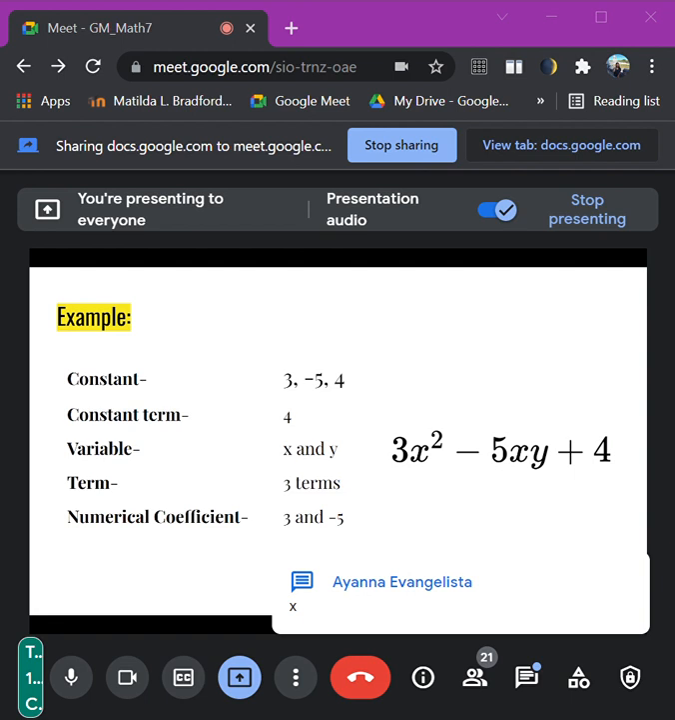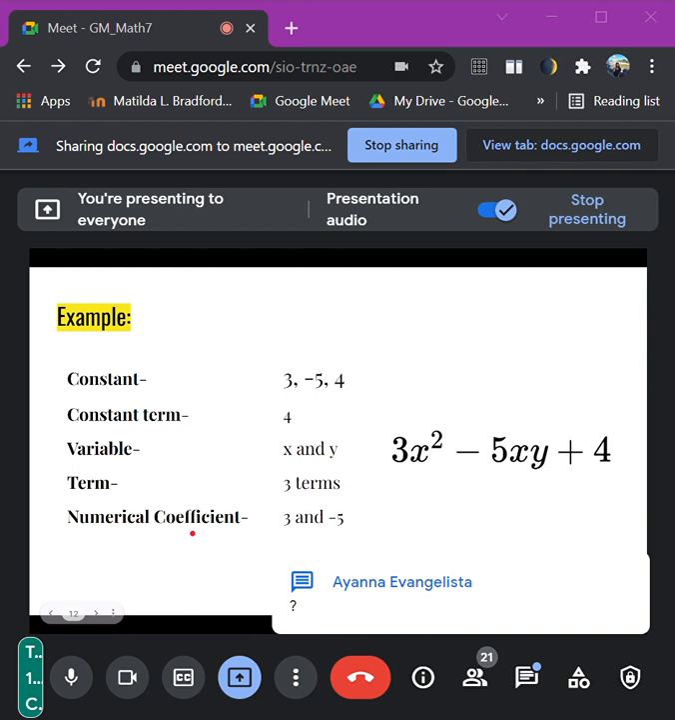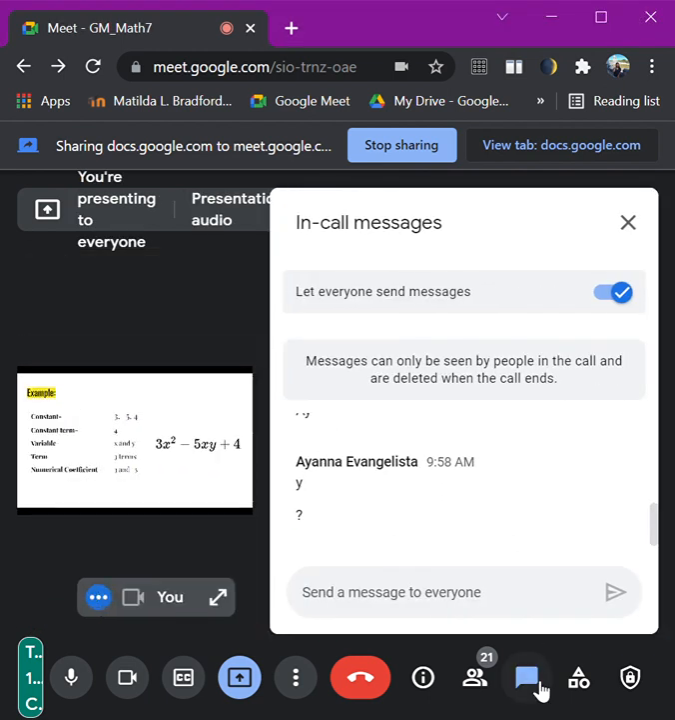X, what else? Plus, variable. It's a variable. Aren't variables letters? That's why it's called literal, because they are letters. Joke. Okay? So, you have there y.